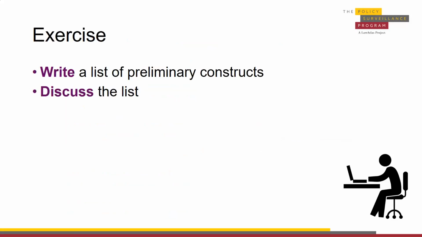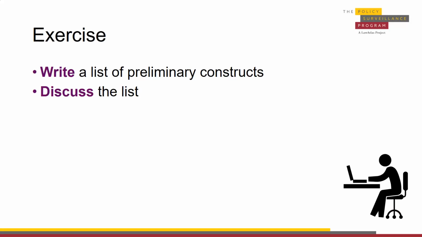So now we're going to do an exercise. We're going to have you write a list of preliminary constructs. And then we're going to, quote unquote, discuss this list. We'll talk about some of the things that should have come out of this exercise as you do it. So hopefully you are all able to see that on our homepage for this webinar, when you go to log in, there were some documents available for you to download. Two of the exercises that we're going to be doing today were available.